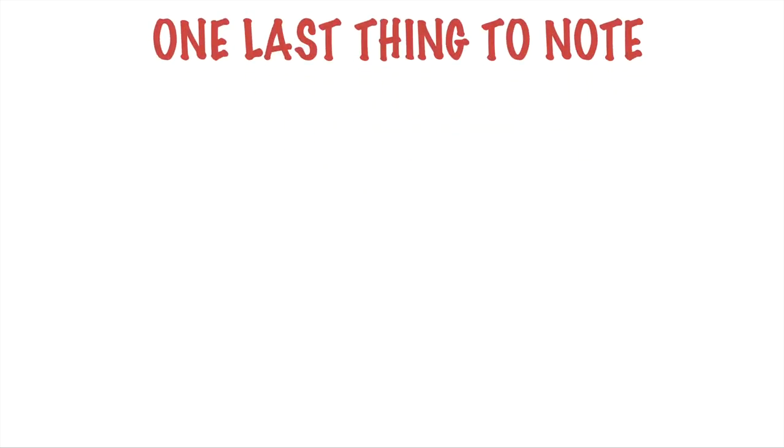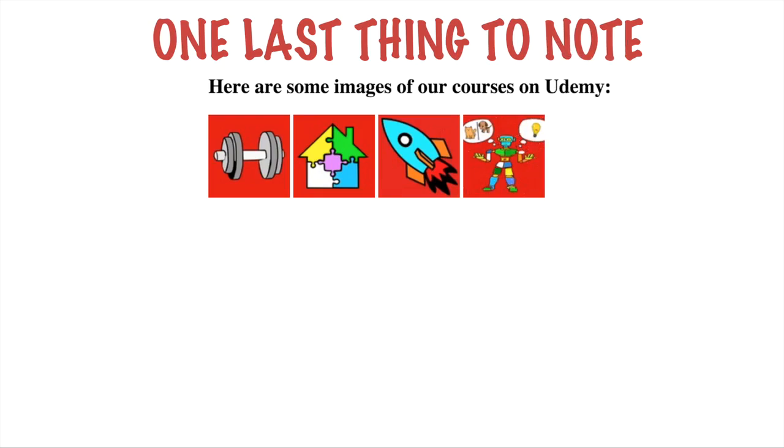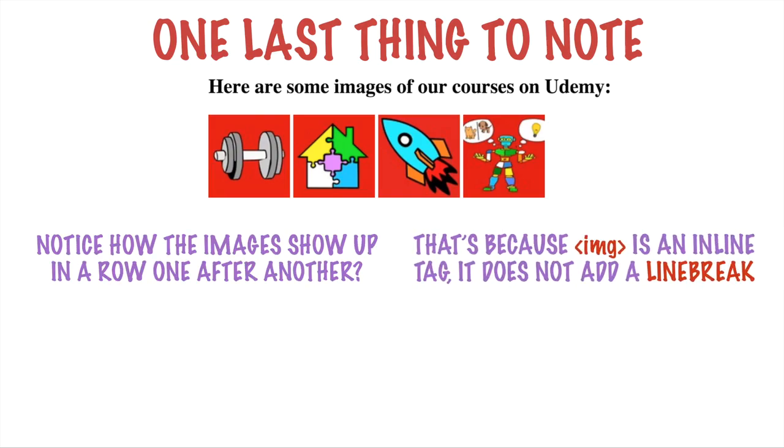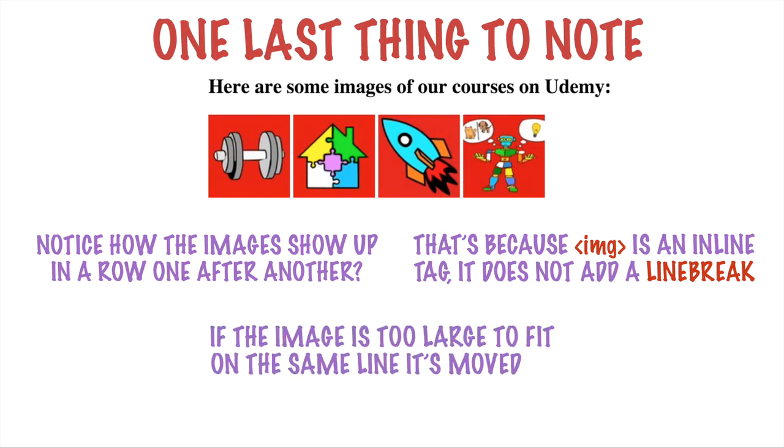And there's one last little bit that we should note about the image tag. Remember how we mentioned that we had 4 image tags, one below the other, and we had 4 images, one next to the other. In other words, the images showed up in a row one after the other. That's because the image tag is an inline tag. It does not add a line break. If the image is too large to fit onto a particular line, it will simply be moved to the next line.